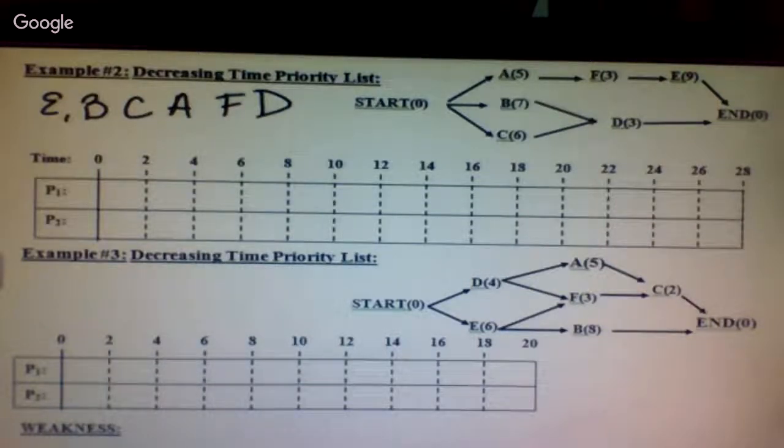Okay, according to my graph, what letters in my priority list are ready? A, B, and C. So, according to my priority list, processor 1 should be scheduled B, which takes 7. Processor 2 should be scheduled C, which takes 6.